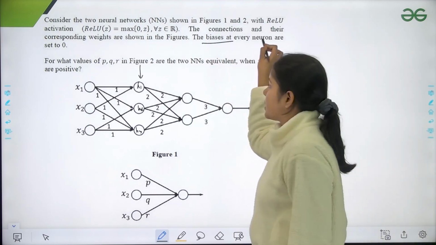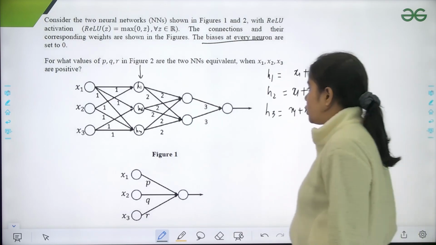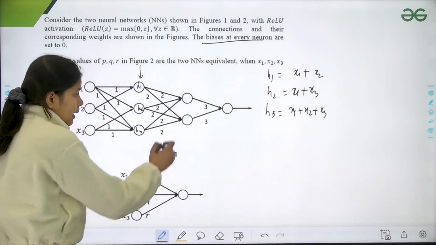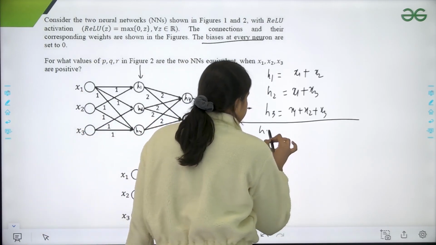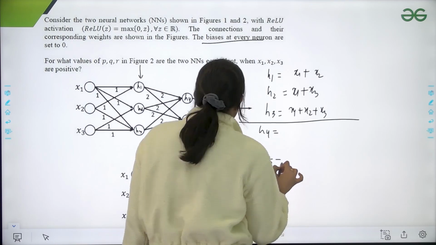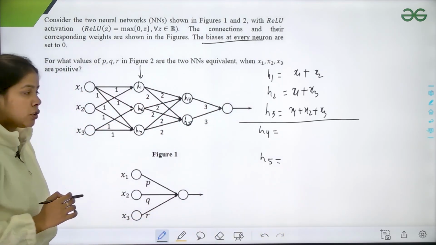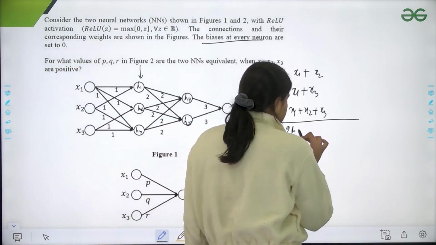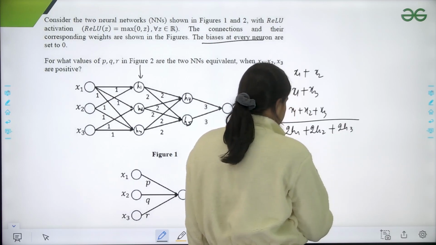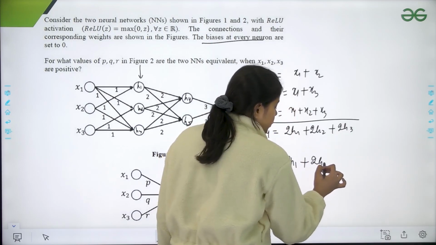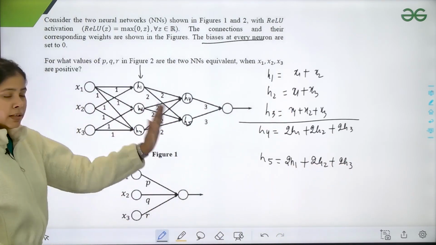And you can see that biases are 0, so I do not have to add any bias, right? This is h1, h2, h3. Let's consider at this point we have h4 and h5. h4 consists of h1, h2 and h3, all three values, and we have to multiply each with 2. So 2h1 plus 2h2 plus 2h3, right? Similarly h5 as well, 2h1 plus 2h2 plus 2h3, because it is taking all the values from all the three neurons.